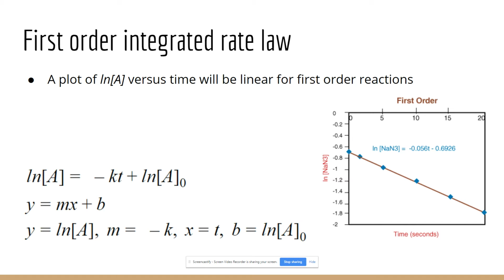So when we're talking about a first order integrated rate law, if I take a plot of natural log of concentration versus time, it will be linear. What we didn't discuss last video, though, is that the slope of that line is just going to be equal to negative k. So this is a useful way to figure out rate constants, and the y-intercept of that line will be equal to the natural log of the initial concentration.